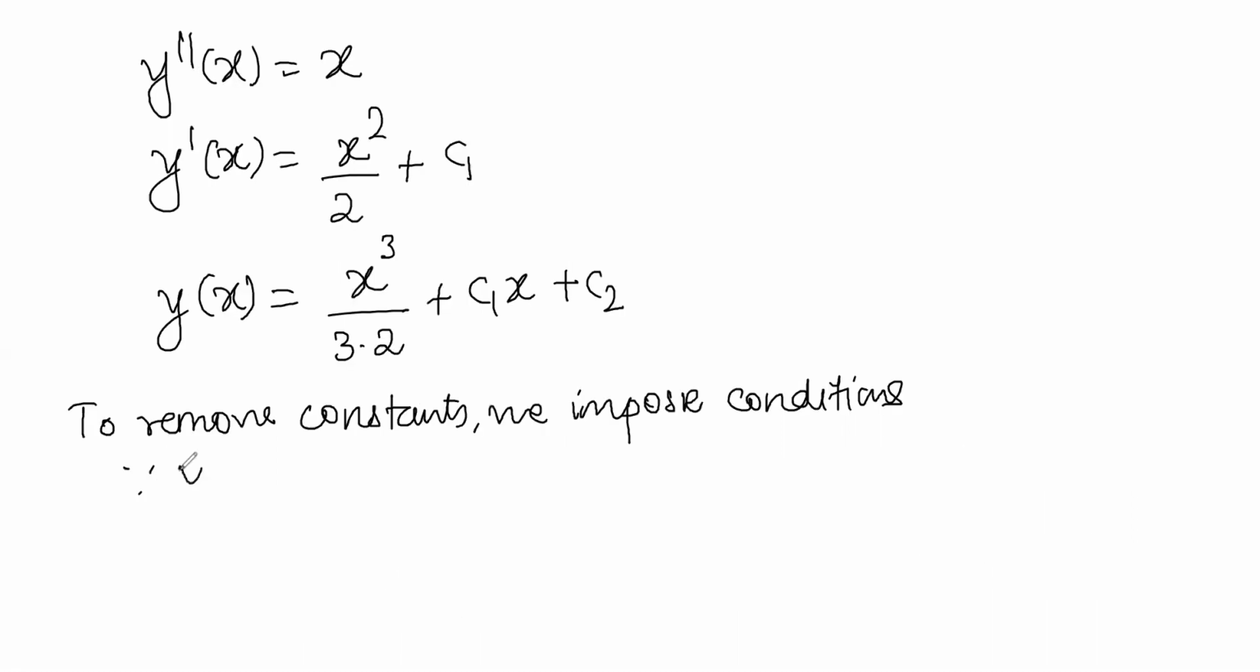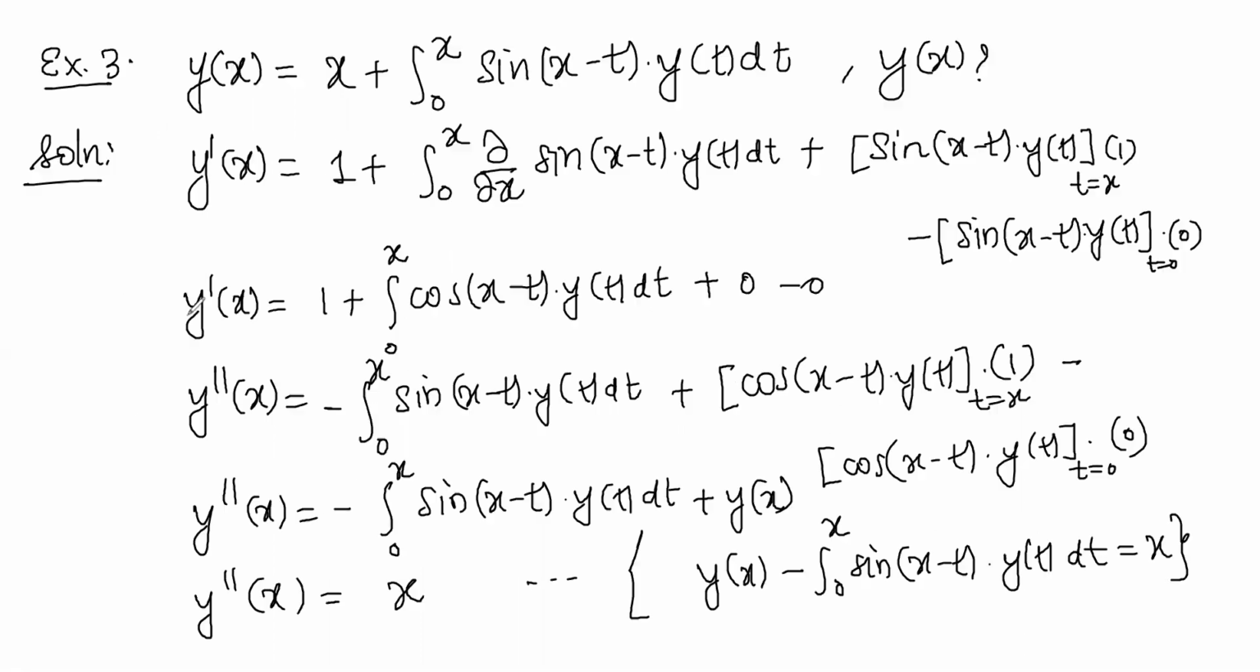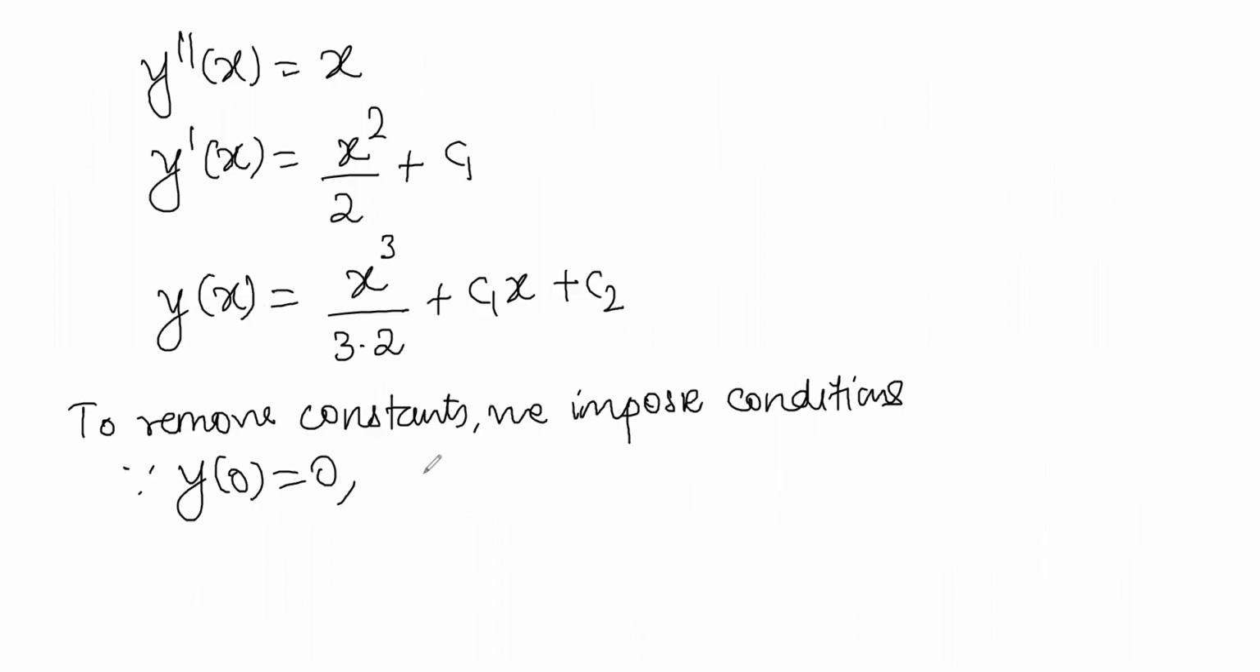So since y of 0 equals 0, that's one condition, and I need to find one more condition because I have two constants. So I'll impose another condition on its derivative. I have y dash x here. If I put y dash 0, then I get 1 plus integral 0 to 0, so this quantity will go and meet 0. So I'll have y dash 0 equals 1.